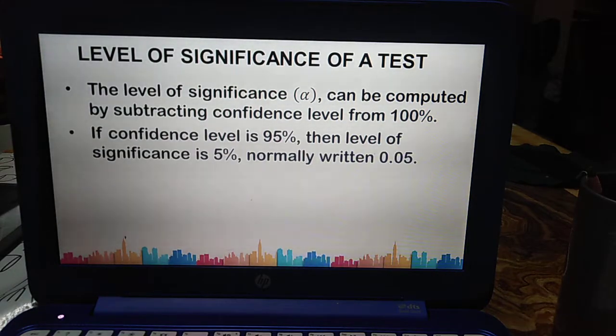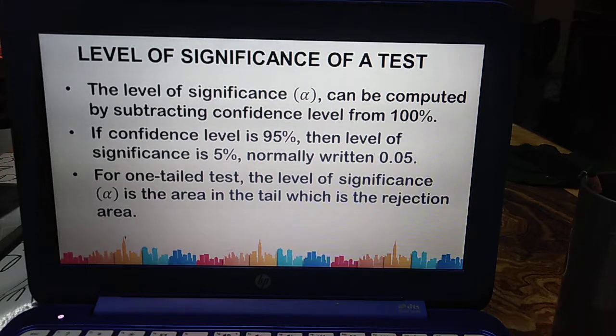So as an example, if our confidence level is 95%, then the level of significance is 5%, which is normally written as 0.05. Again, another example would be, if our confidence level is 90%, then our level of significance is 10%, which is normally written as 0.10.